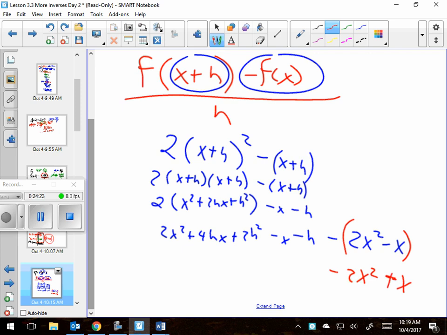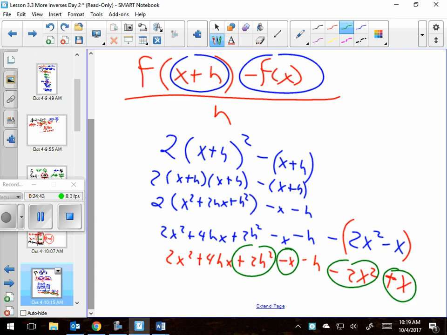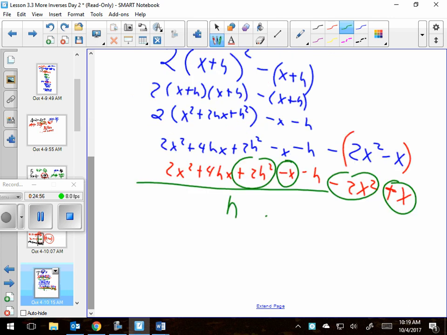All right. So now I guess I can rewrite everything. 2x squared plus 4hx plus 2h squared minus x minus h. There. Okay, now this and this will cancel. This and this will cancel. And so I'm left with all of that. And don't forget, I still have to divide it by h. So I'm dividing everything by h.